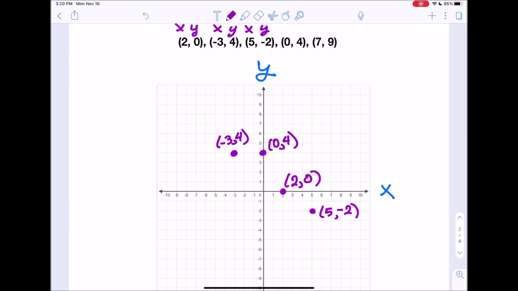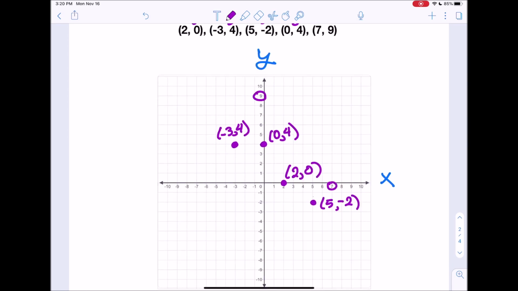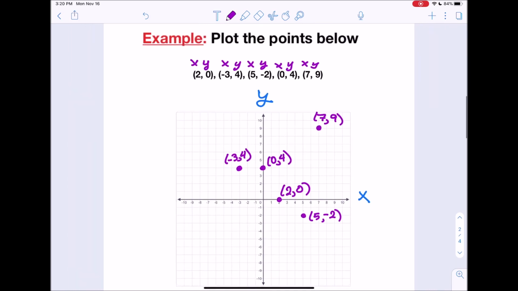And then last but not least, we have +7 and +9. So here's my 7 for X. Remember, X is always your first number, Y is always your second. And here's my 9, and I'm going to follow the lines until I see where they meet, and they meet right there. Okay? And this is going to be my 7, 9. All right?